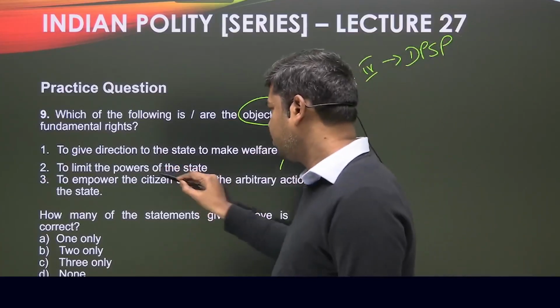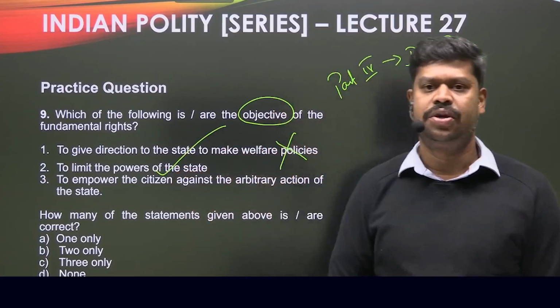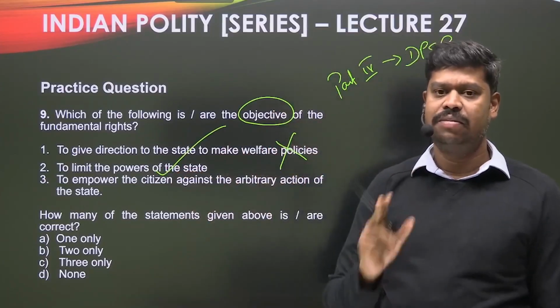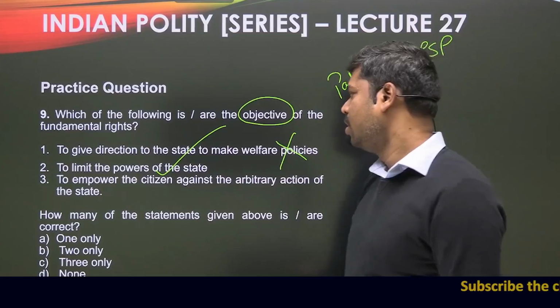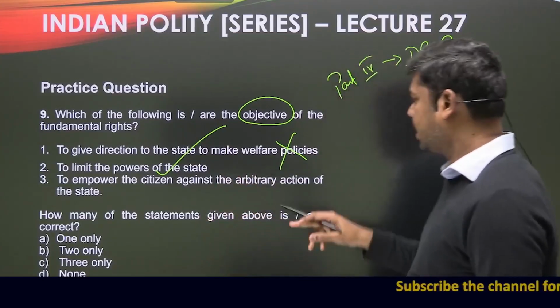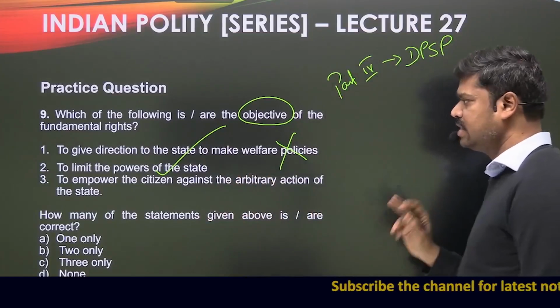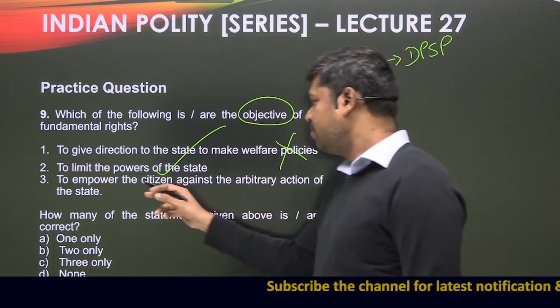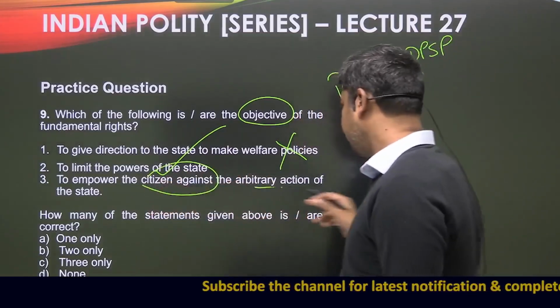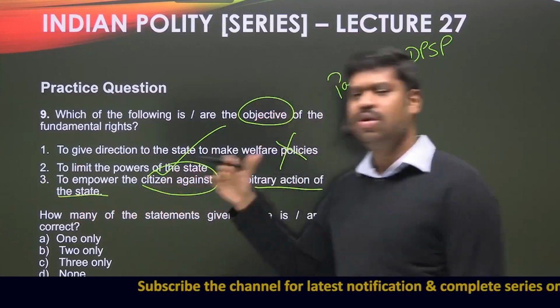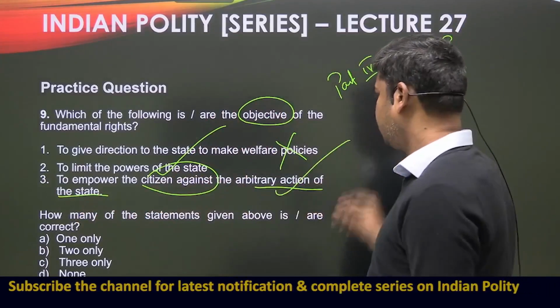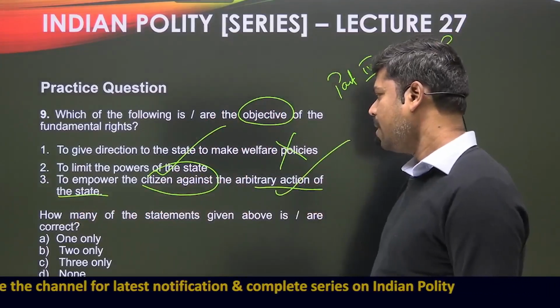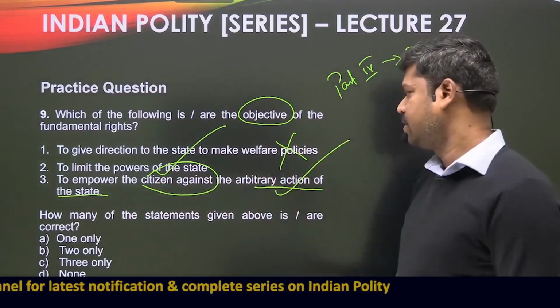To limit the powers of the state, of course, it is the objective, and that's why we call the fundamental rights the Magna Carta of the Indian Constitution. To empower the citizens against the arbitrary action of the state, is that a fundamental right objective? To empower the citizens against the arbitrary action of the state is similar to restricting the powers of the state. So this is also an objective of the fundamental rights.